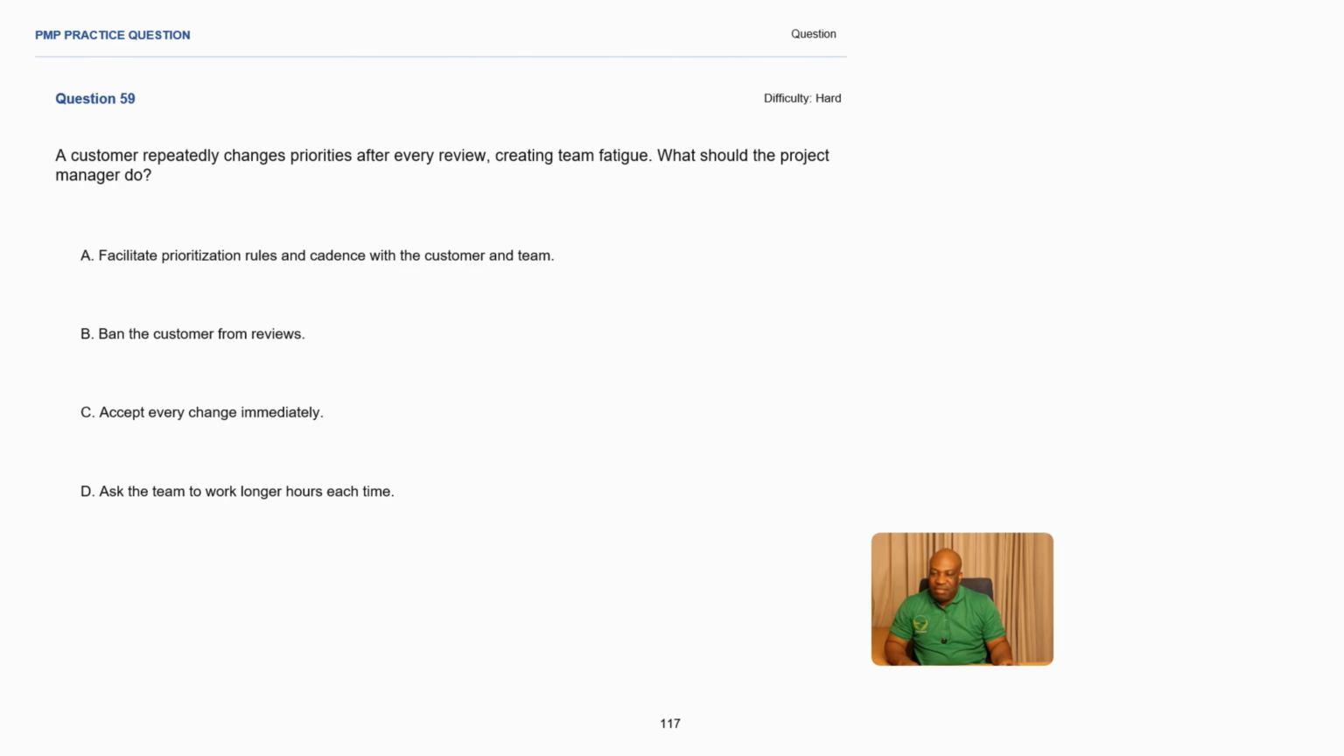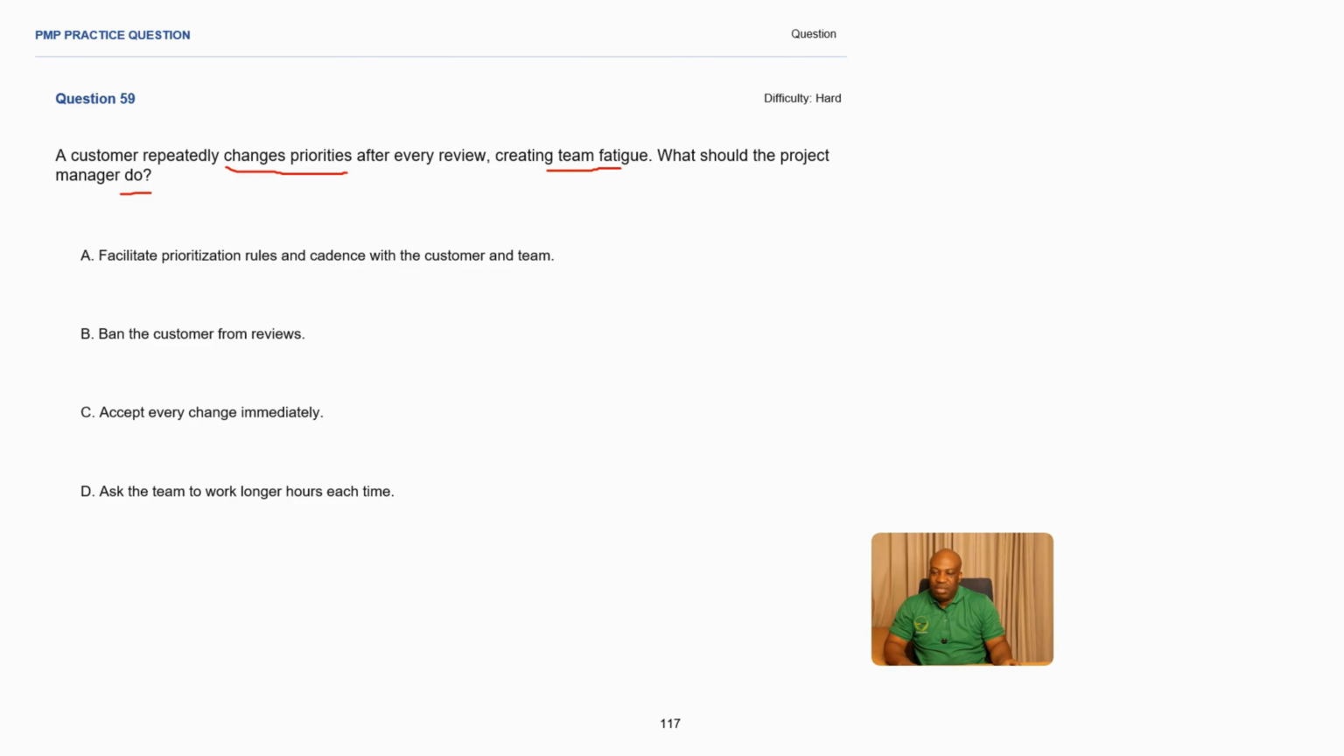Practice question number 59. A customer repeatedly changes priorities after every review, creating team fatigue. What should the project manager do? So our problem statement is we have changes in priorities for every review meeting. So this is an agile environment because review meetings are for agile. So you want to bring in the customer to confirm what you have delivered. That is creating fatigue. What should the project manager do?